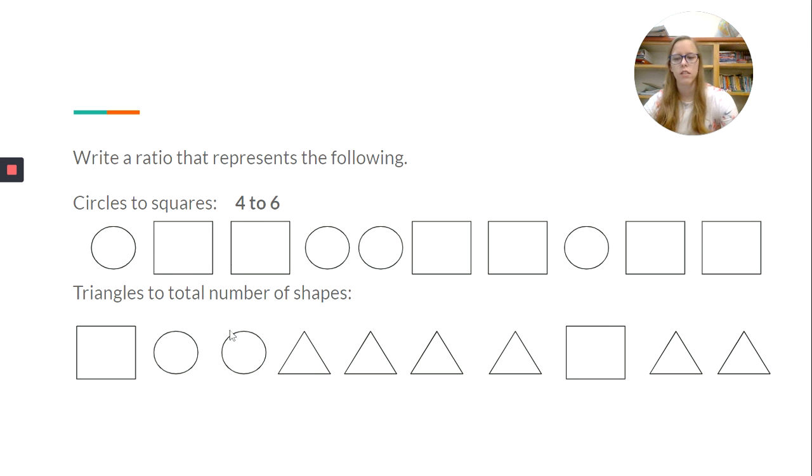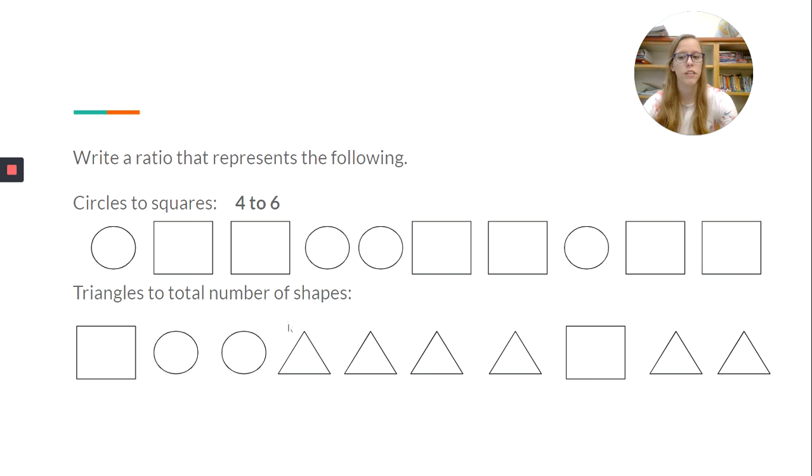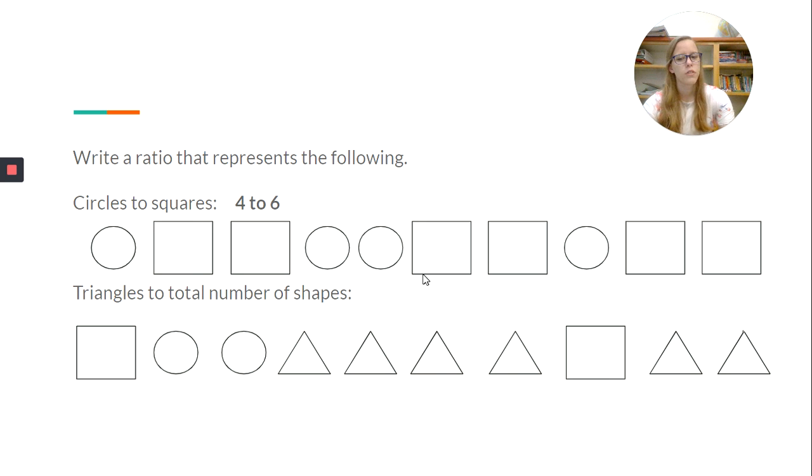Let's look at the triangles. So how many triangles do we have? We have 1, 2, 3, 4, 5, 6 triangles. So 6 triangles to how many total shapes? That means we have to count every single one, including the triangles. So we have 1, 2, 3, 4, 5, 6, 7, 8, 9, 10. So 6 triangles to 10 total shapes.